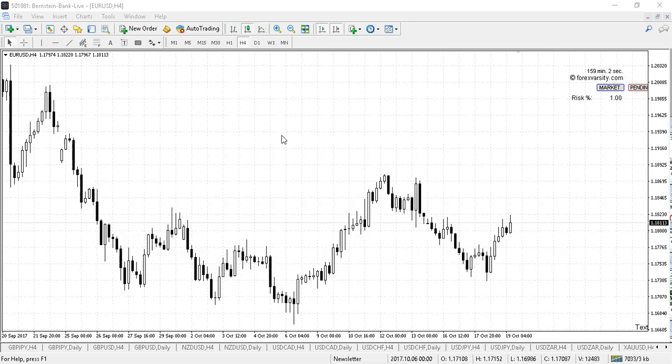Hi guys, I just wanted to do a little video on the spread and the bid and the ask. The spread is the small commission that your broker makes as soon as you enter a trade.